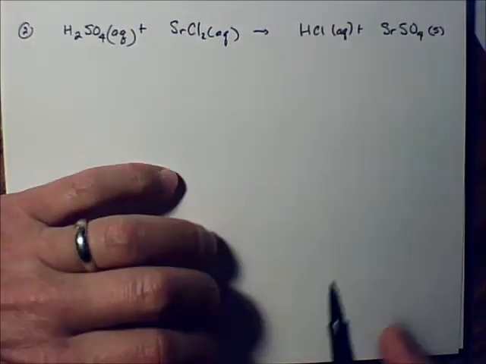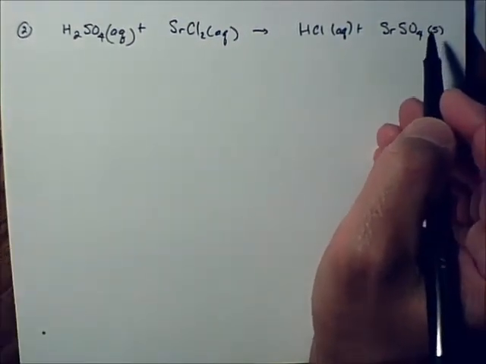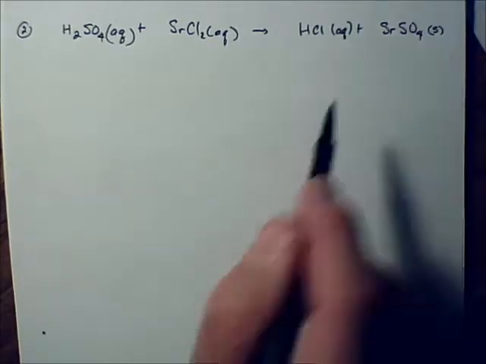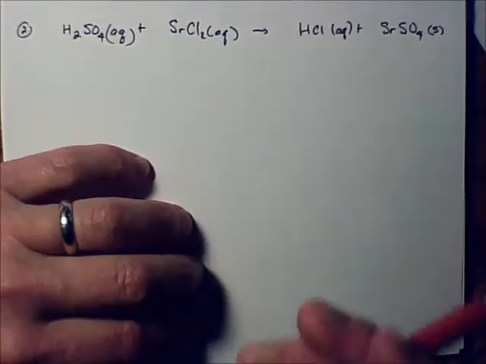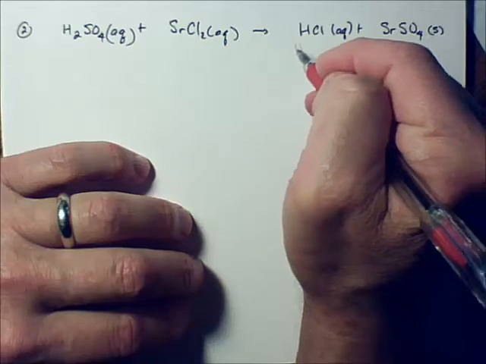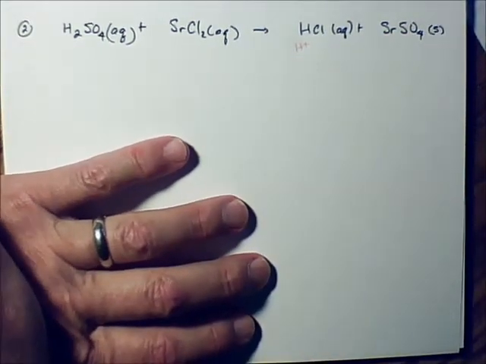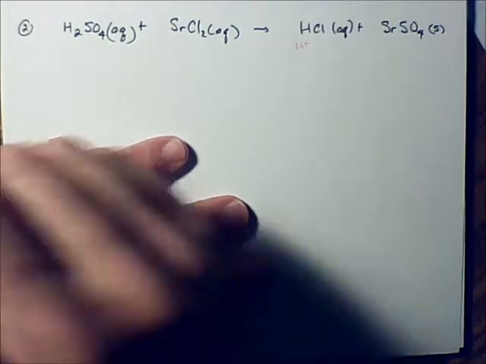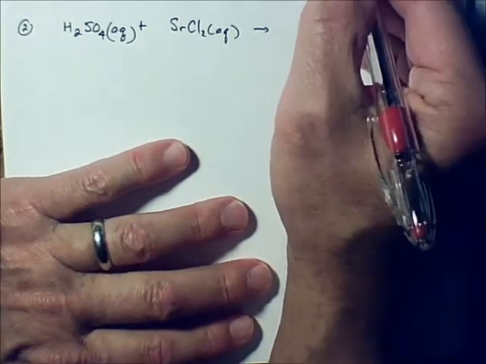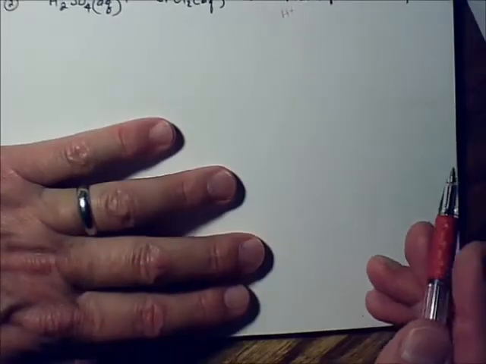Now we're ready to balance the formulas. We do have a driving force. We formed a solid. That's one of the three driving forces in a double replacement reaction. So we want to balance it. So hydrogen has a 1 plus charge. Hydrogens in acids always have a 1 plus charge. Okay? You should just know that by now. Chloride, we said up here, in our previous problem was a 1 negative.